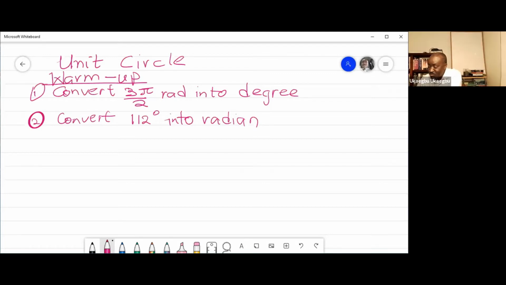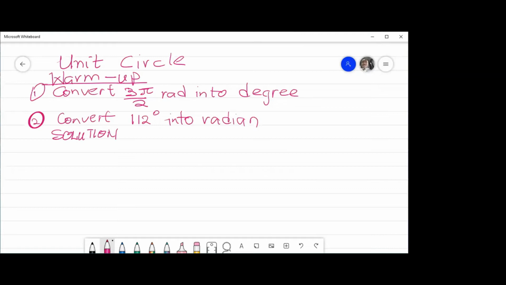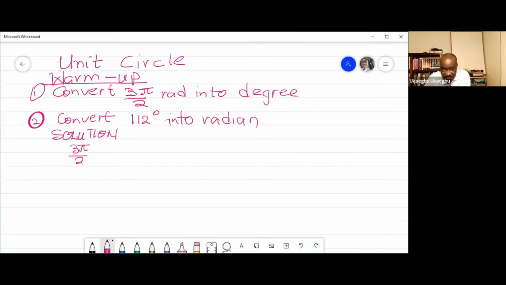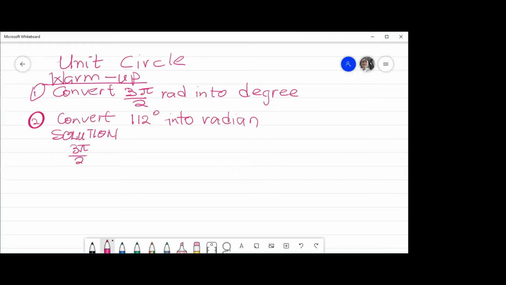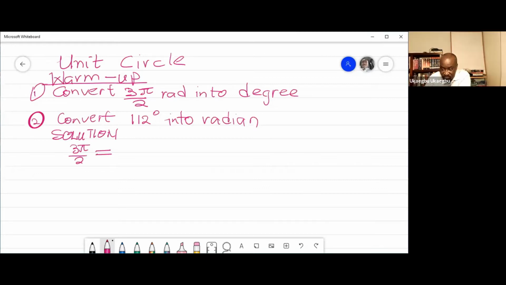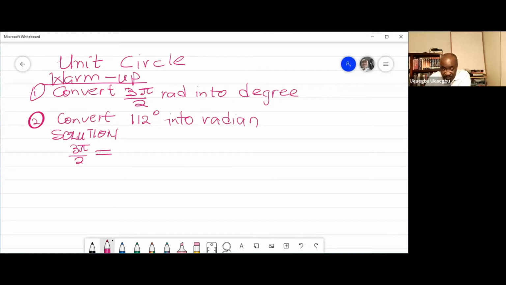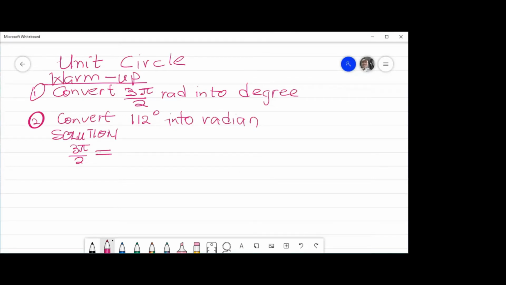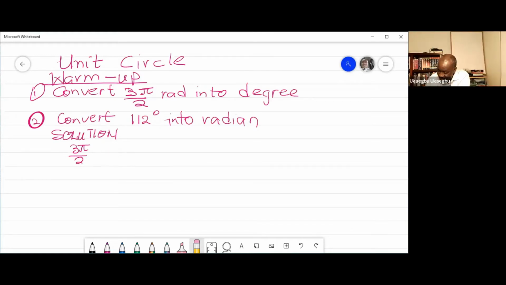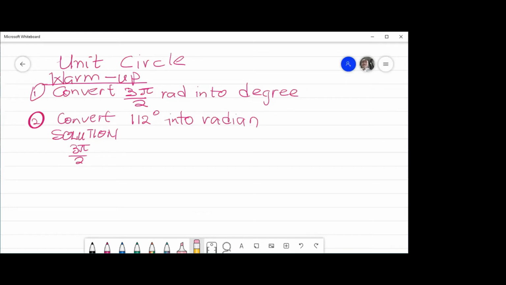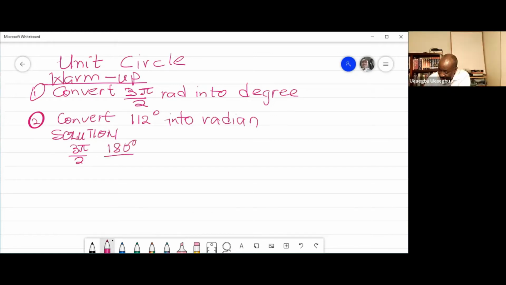Hold on. I will write exactly what your solution is. Okay, go ahead. 3 pi over 2. And then on the side I said 180 over pi. What do you want me to write? Tell me. Take out the equal. Okay, and then what should I write? 180 degree over pi. Yes.